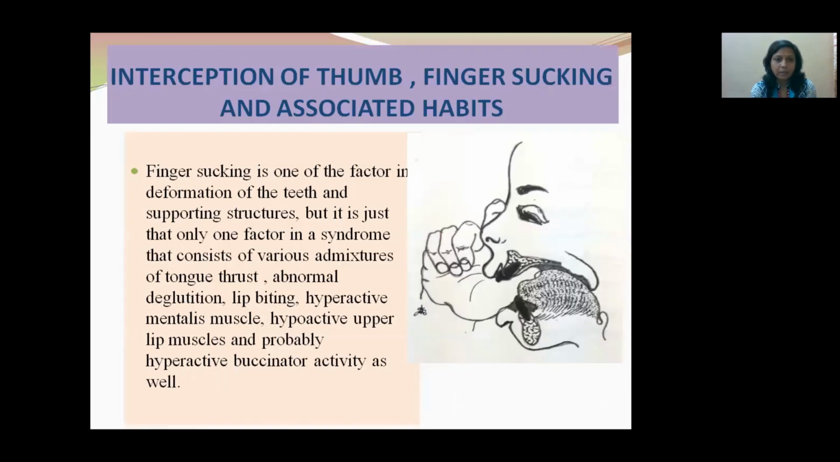Next, deleterious habit can be a thumb, finger sucking, or associated habits. Hence, finger sucking is one of the factors in deformation of the teeth and supporting structures, but it is just that only one factor in a syndrome that consists of various admixtures of tongue thrust, abnormal deglutition, lip biting, hyperactive mentalis muscle, hypoactive upper lip muscles, and probably hyperactive buccinator activity as well.